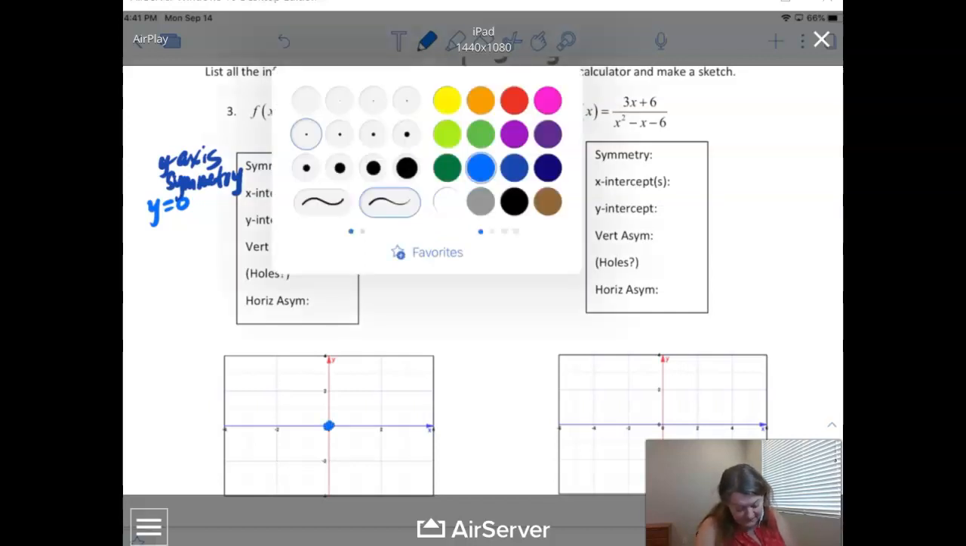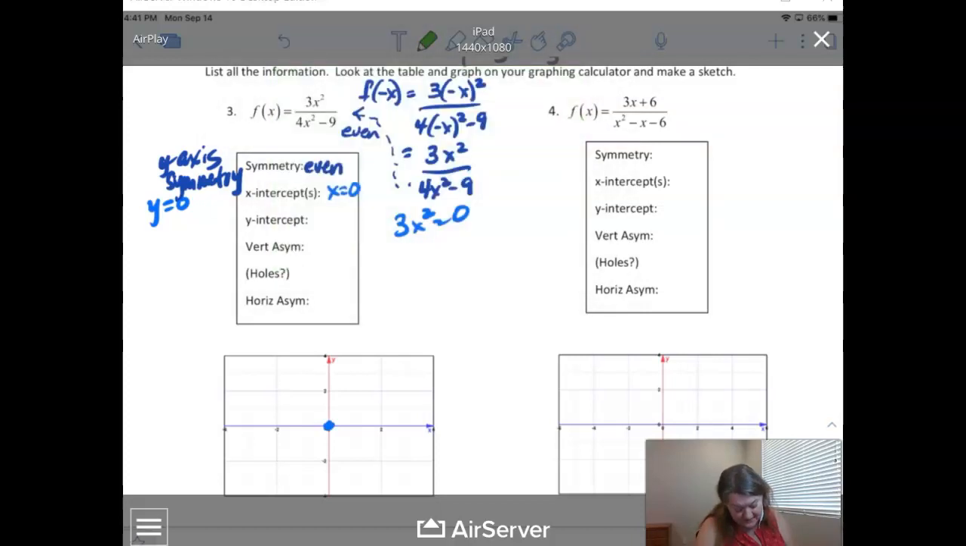All right, next one, let's go find the y-intercept. We find the y-intercept by setting x equal to 0. So we're going to plug in x is 0. So we're going to get 3 times 0 squared over 4 times 0 squared minus 9. And we're going to get on top a 0 and on the bottom a negative 9. So that is y equals 0. So we're still at the same point at the origin.